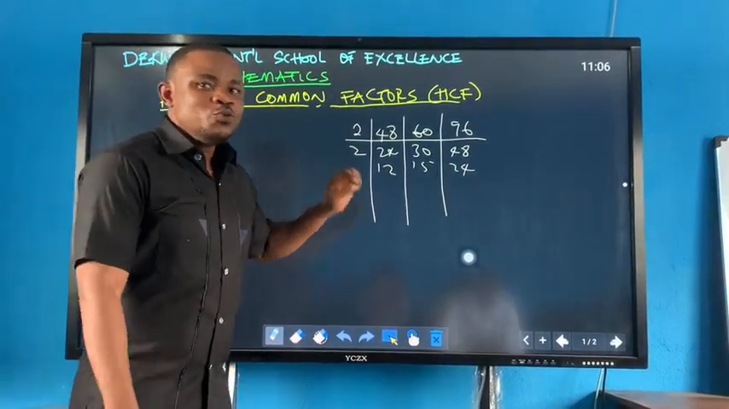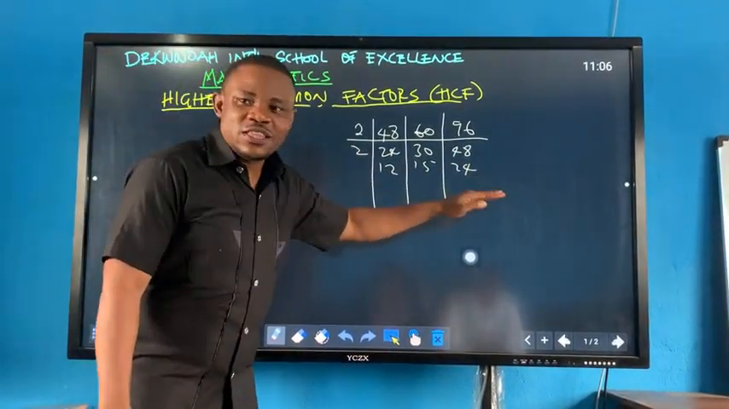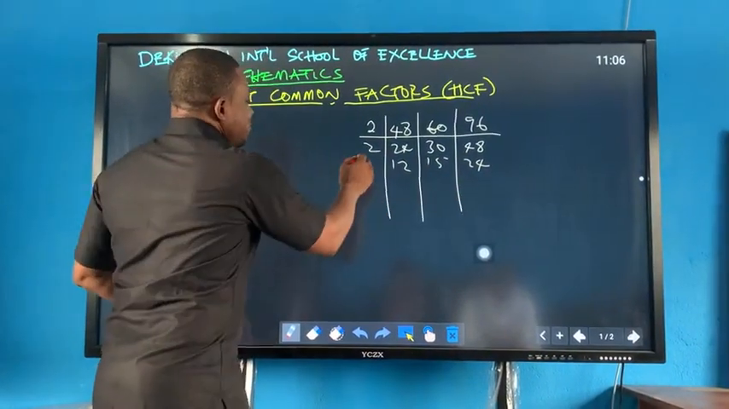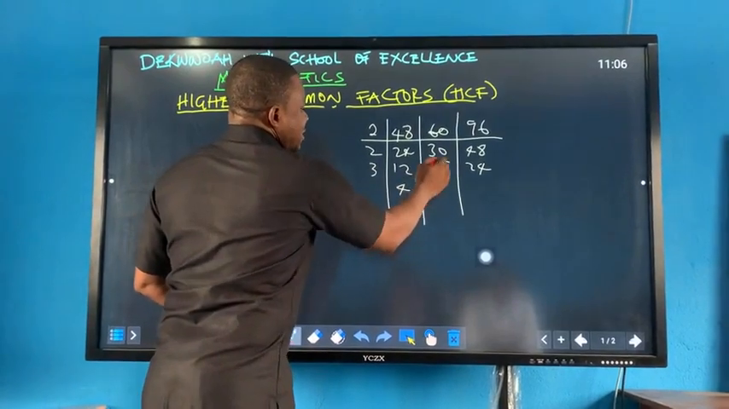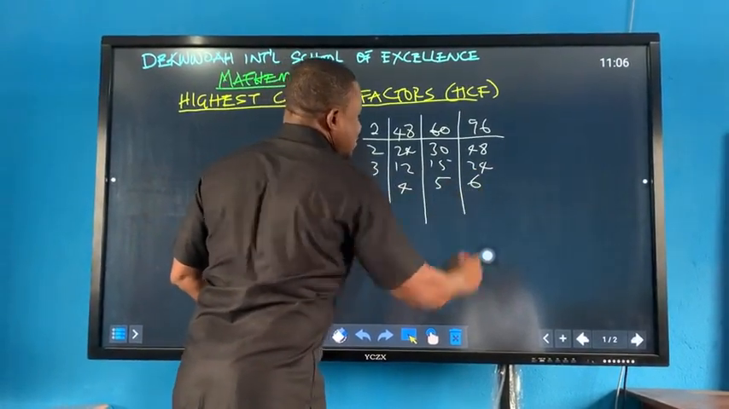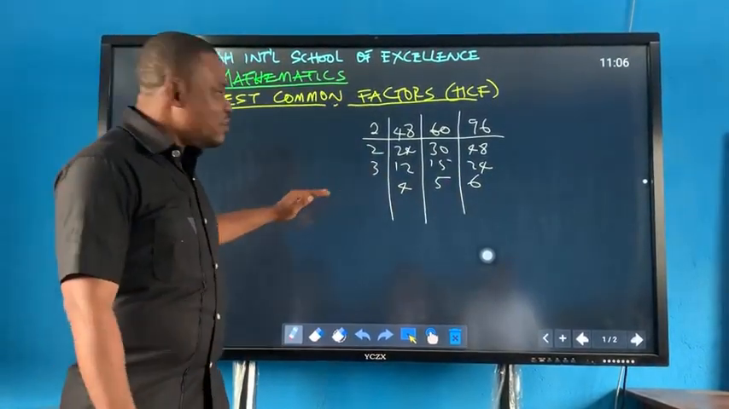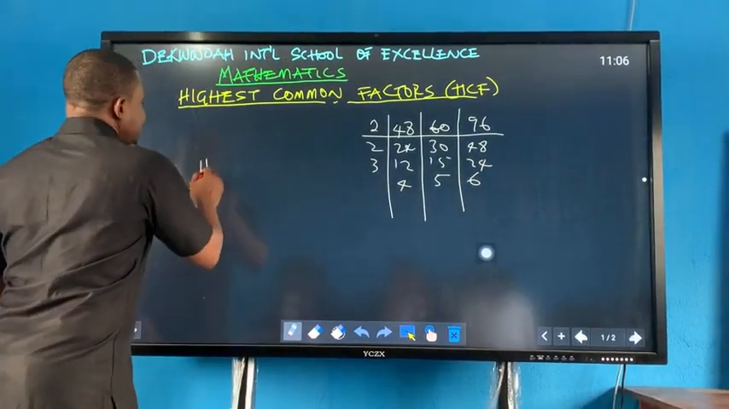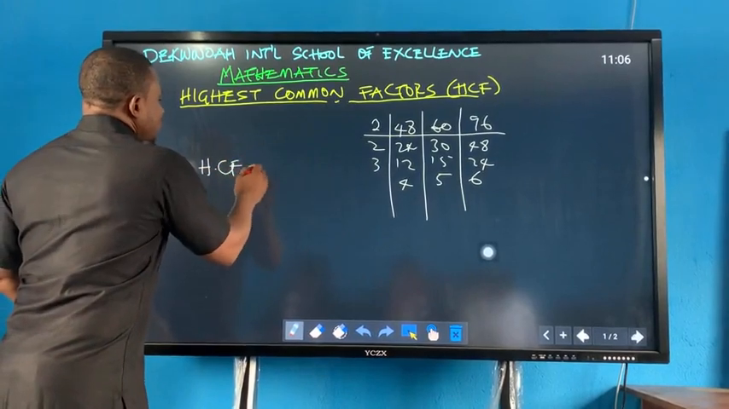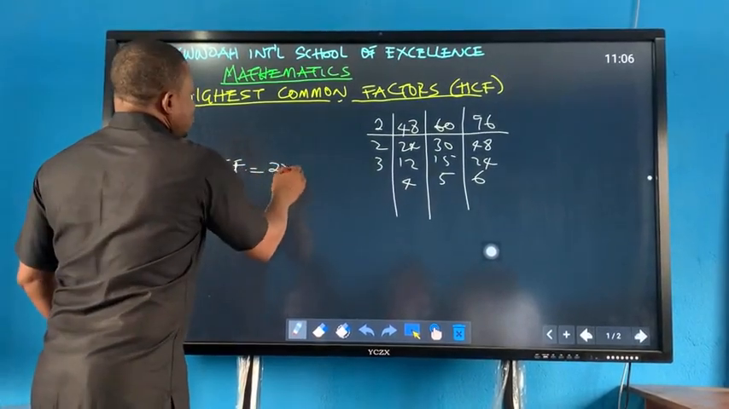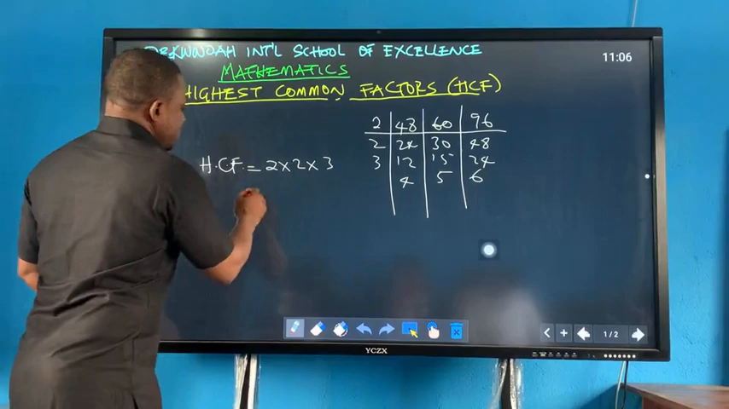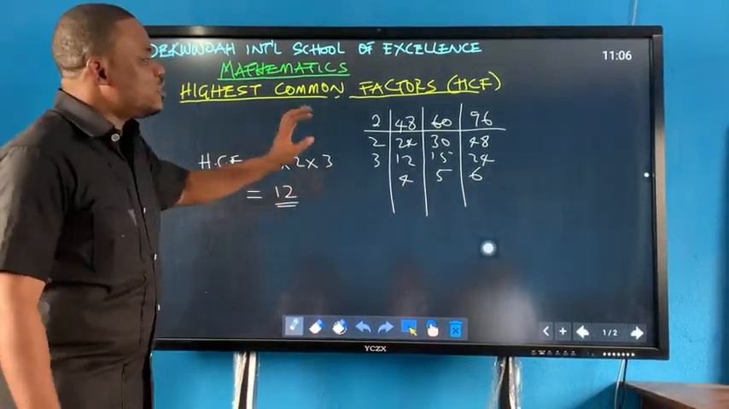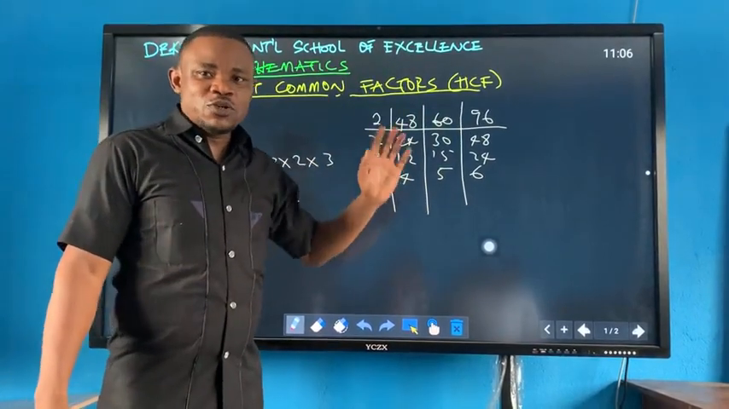You get what I'm saying? Which other number can I use that will divide everything? 3 can divide 12, 15 and 24. So if I divide this by 3, I'll get 4, this I'll get 5, this I'll get 6. Is there any other number that can divide all these 3? No other number. So my HCF will now be 2 times 2 times 3. That'll give me 12. So the HCF, when I use this method, the other method, whatever method, you get the same answer.